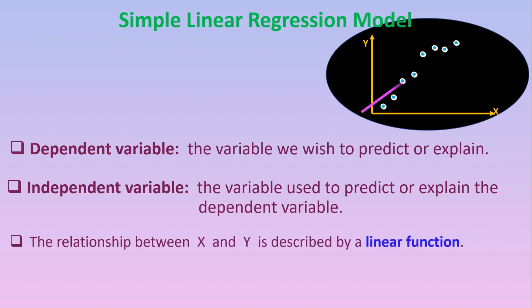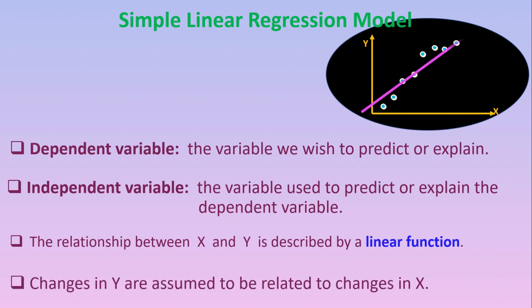The relationship between x and y is described by a linear function. Changes in y are assumed to be related to changes in x. In the picture, you see a relationship between y and x. It is a linear relationship. Y is the dependent variable and the independent variable is x. Always we use the y-axis for the dependent variable and the x-axis for the independent variable.